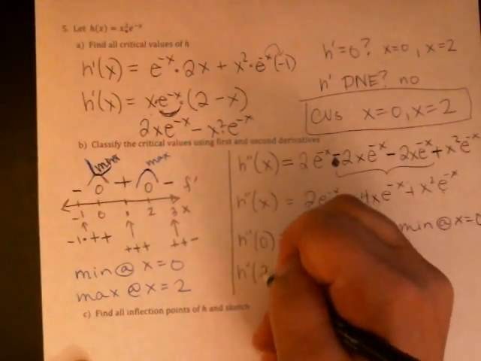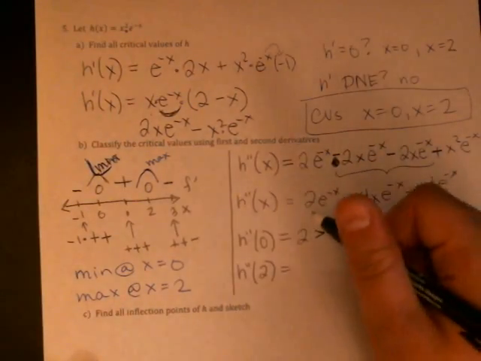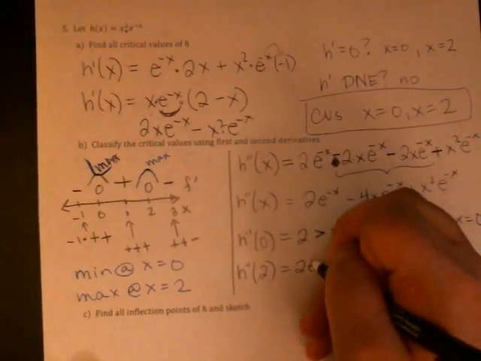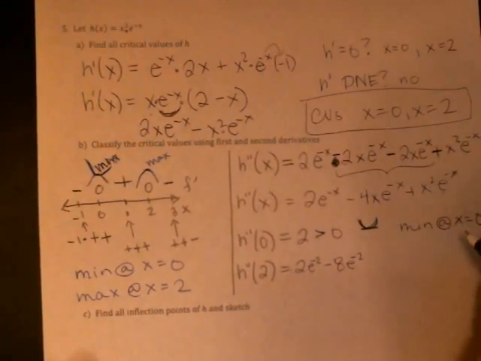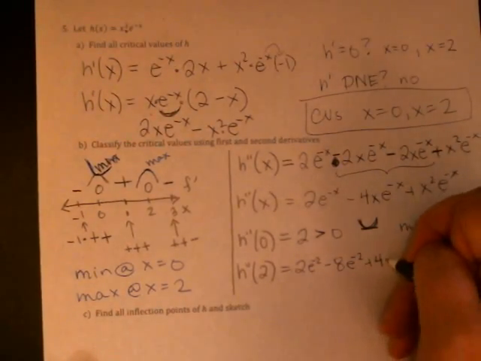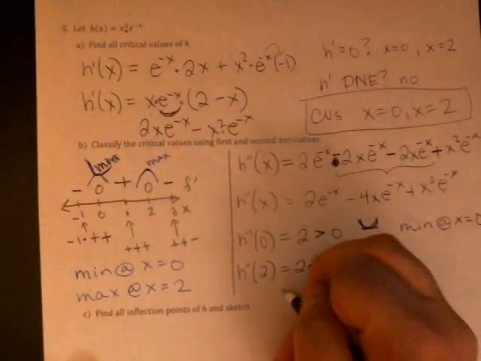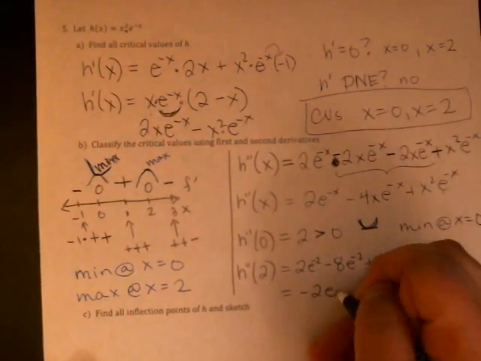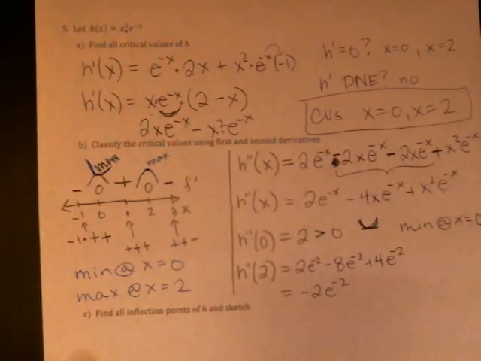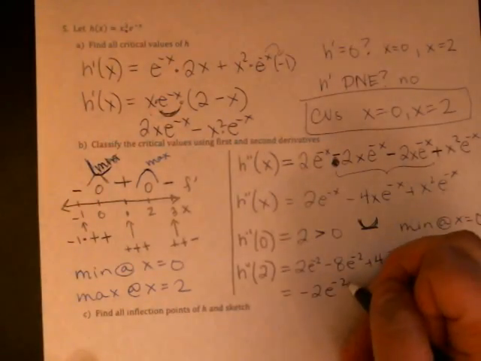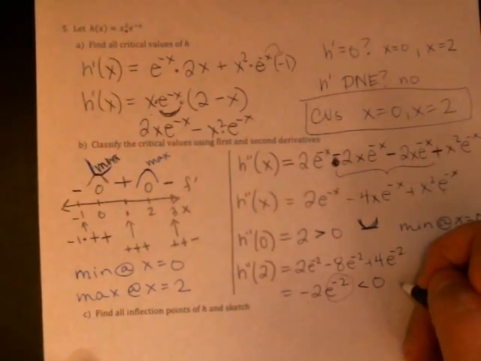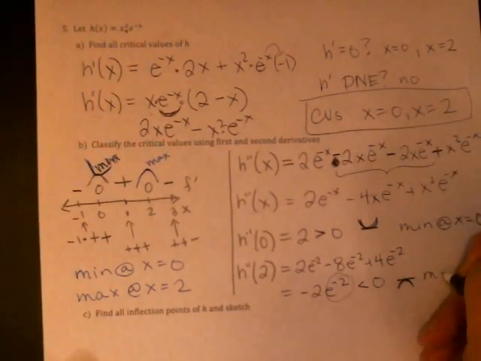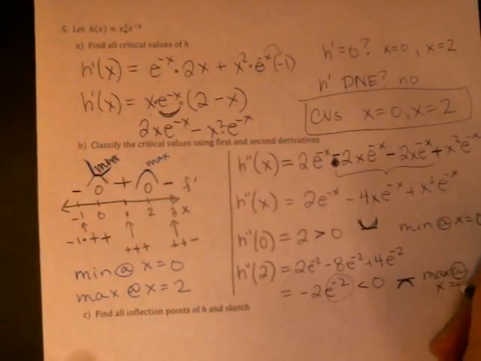For h double prime of 2, we're going to get 2e to the negative 2 minus 4 times 2, 8 e to the negative 2 plus 4 e to the negative 2, which combines to 6 e to the negative 2 minus 8 e to the negative 2. So it's negative 2 e to the negative 2. Which, again, e to the negative 2 is positive, so this whole thing ends up being negative, which means at our flat spot, the function is concave down, which tells me that there is a max at x equals 2.